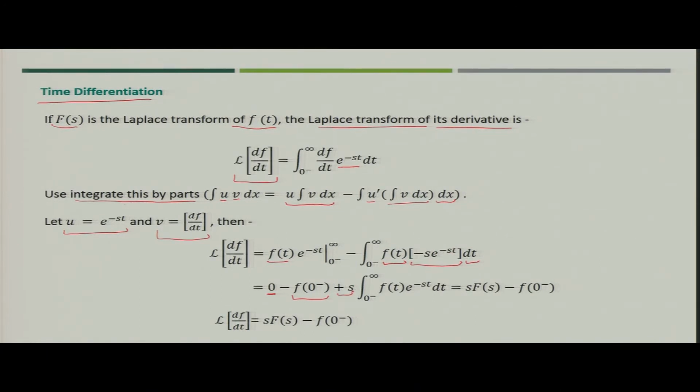So, this will become plus s, and then within the integration what term you are left with is f(t) e to the power minus st dt, which is nothing but the Laplace transform of function f(t). So, finally, what we get from here is the Laplace transform of df by dt is nothing but sF(s) minus the value of function at 0, that is just before 0.